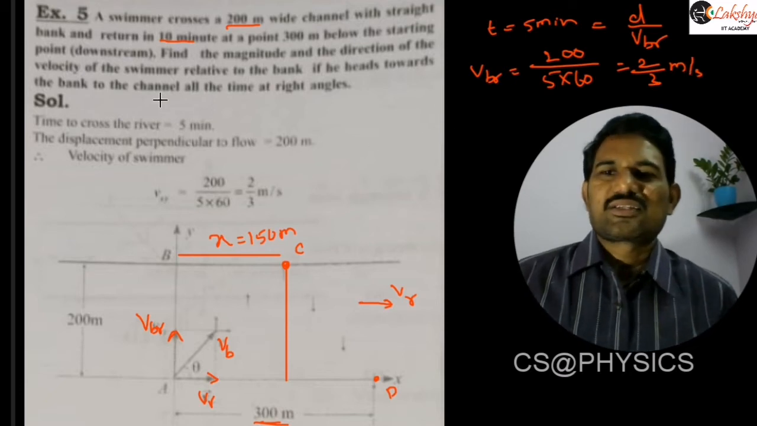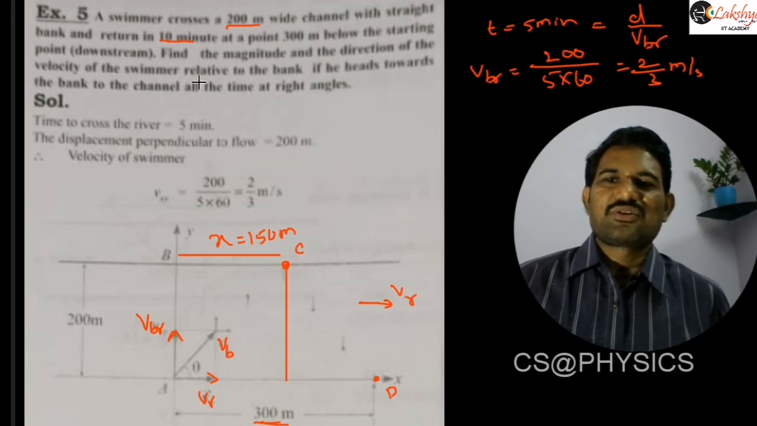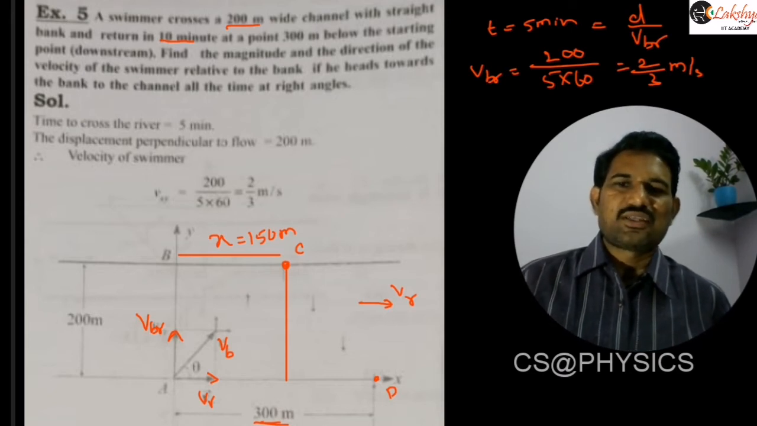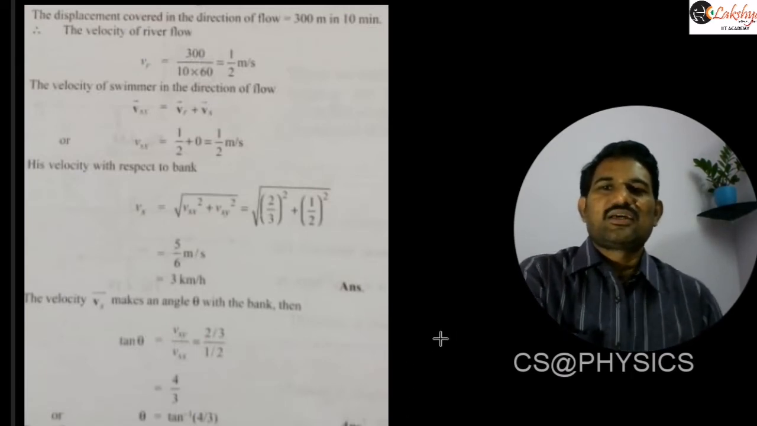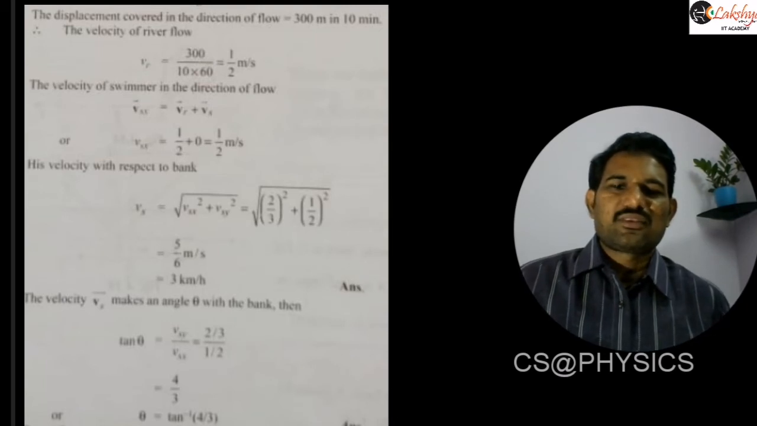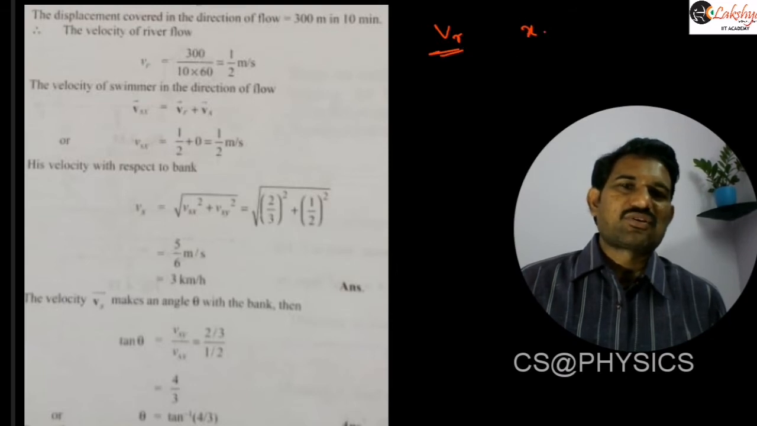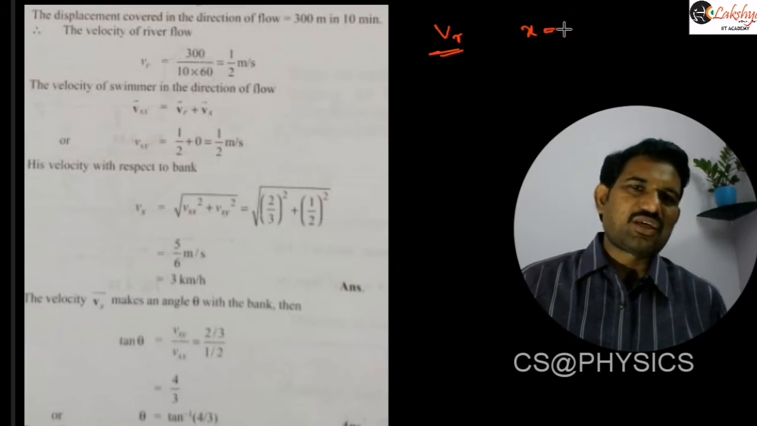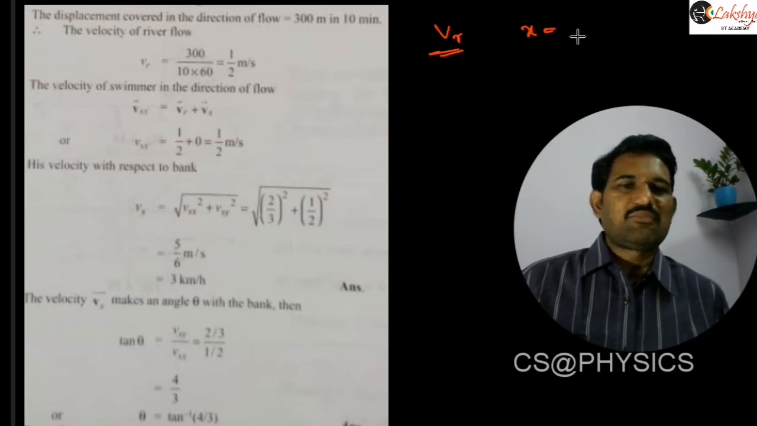And then next they are asking to find the magnitude and direction of the velocity of the swimmer relative to the bank. From that you can calculate the VBR value, the VR value, and the velocity of the boat with respect to the ground. To calculate this VR value you can use our drift expression. If you are taking 5 minutes, then the drift will be 150 meters. And if you are taking directly 10 minutes, you should take the total drift.